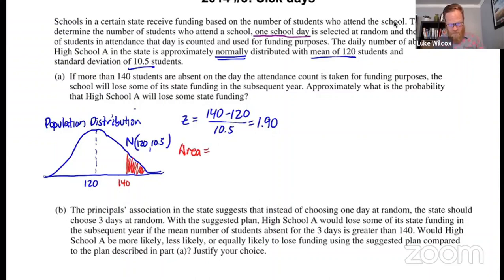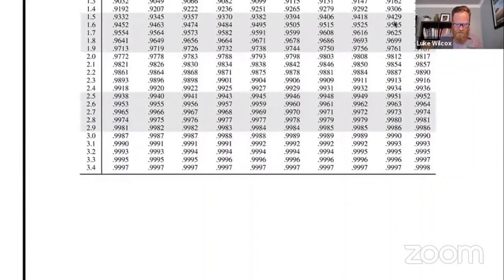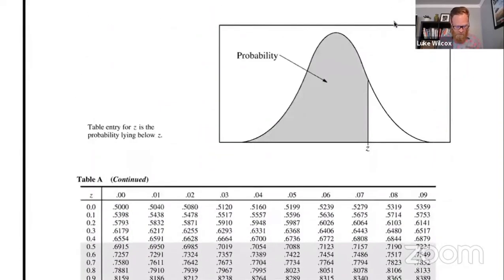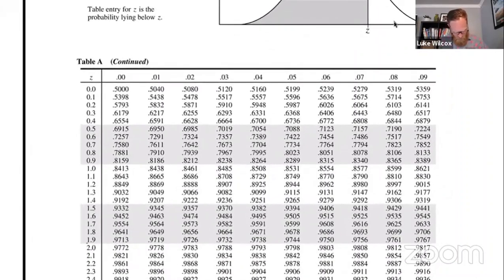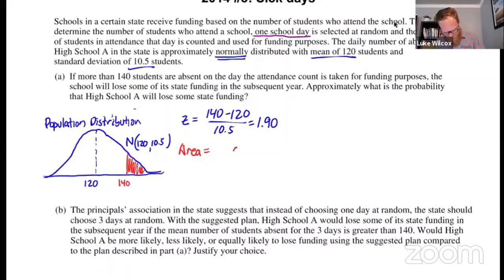Now, we need Table A for that, which of course will be given to you in your formula sheet and tables. Here's my Table A. The z-score was 1.90, and 1.90 gives me this value for an area, 0.9713. But remember, Table A tells you the area to the left. We are looking for the area to the right. So I need to do 1 minus that value. And that's going to give me a final answer of 0.0287.